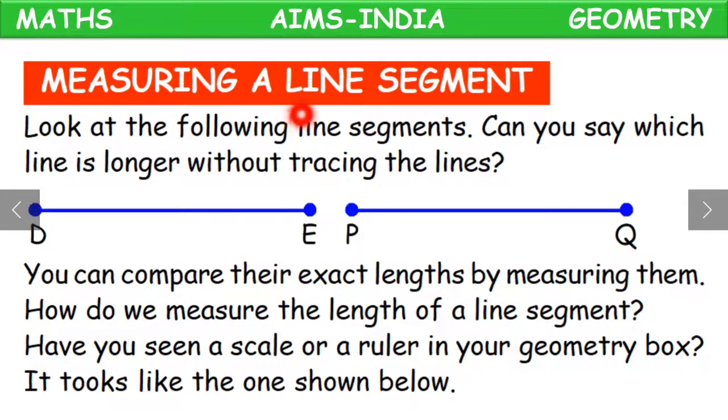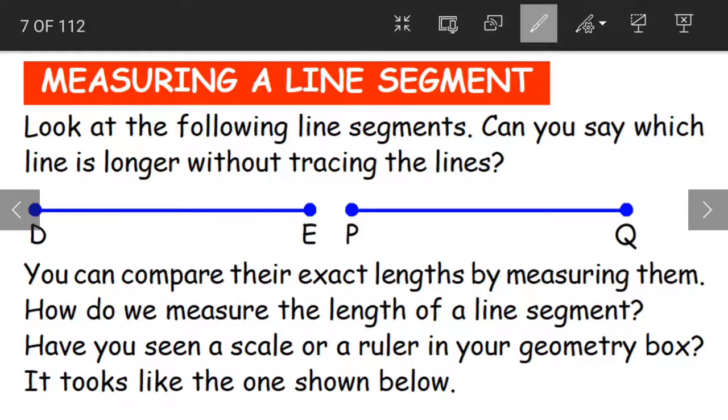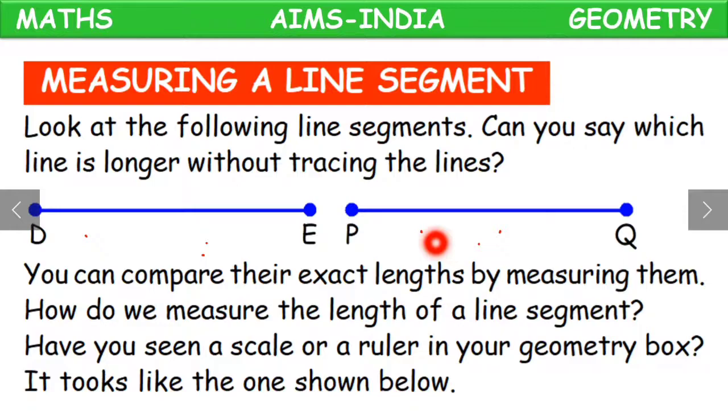Let us learn about measuring a line segment. Okay children, in the previous classes we have learned how to measure objects. Yes or no? In the measurement chapter we've already learned how to measure a given object using a ruler or a scale. In the same way, the same rules apply for measuring line segments as well. Now look at the following line segments. Can you say which line is longer without tracing these lines? How can we say which line segment is longer than the other one?